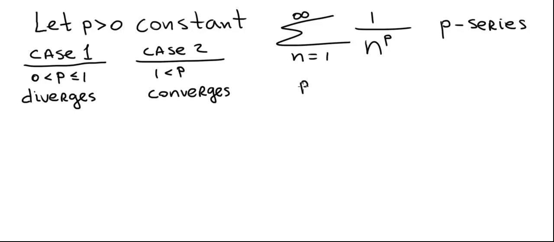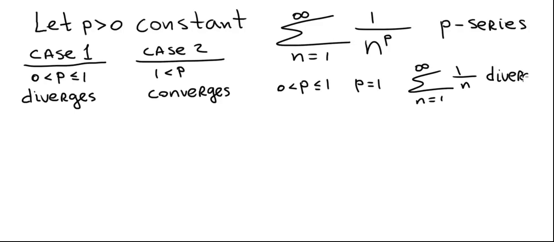So suppose that p is greater than 0, less than or equal to 1. If p does equal 1, then the series becomes the summation from 1 to infinity 1 over n. This is the harmonic series. And in a video right before this one, it was shown that such series diverges. So we took care of p equal to 1.